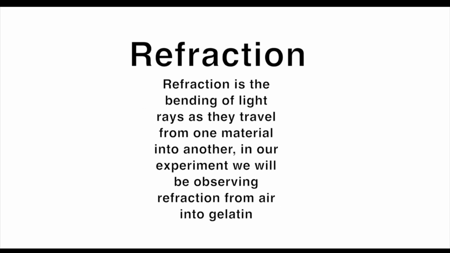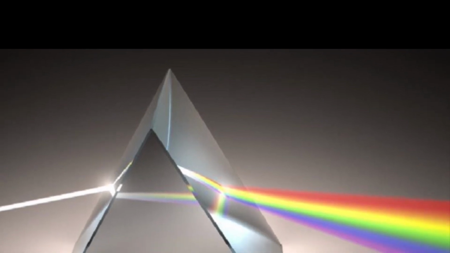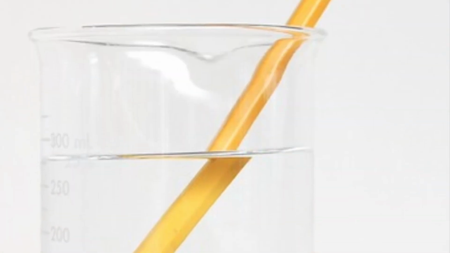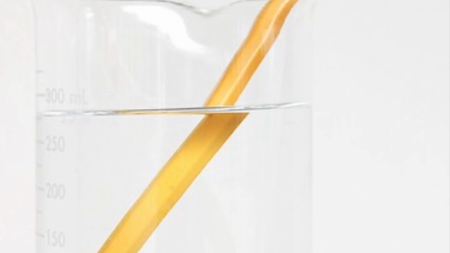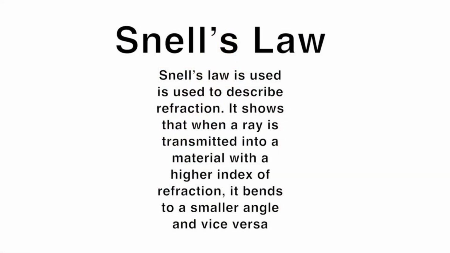Refraction is the bending of light as it travels from one material into another. In our experiment, we will be observing refraction from air into gelatin. There are some common examples of refraction, including rainbows and objects as they appear in water. Snell's law is used to describe refraction.